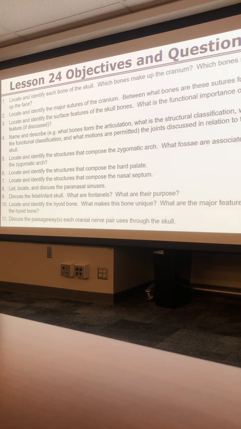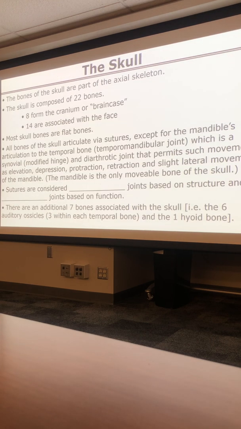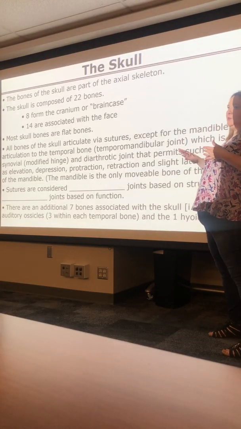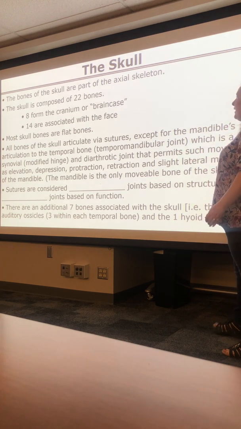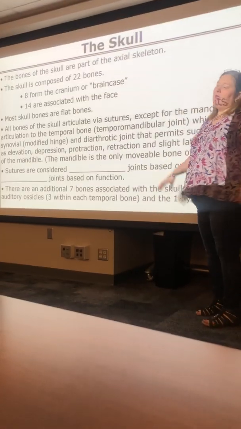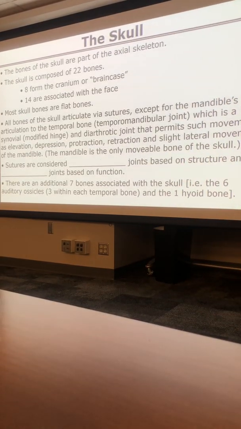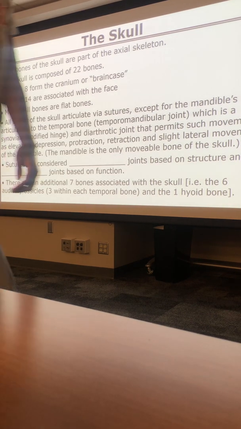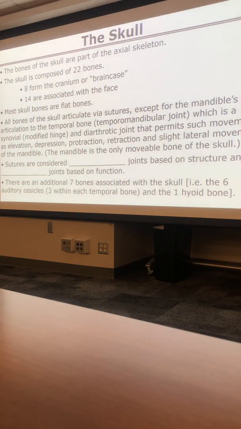These are different objectives and questions to keep in mind as you go through the content. And when we talk about the skull, the bones of the skull are part of the axial skeleton. So we had not talked about this portion of the axial skeleton yet. We're going to now. The skull is composed of 22 bones. 8 are going to form what is known as the cranium or the brain case. That brain case surrounds and protects the brain. The other 14 are going to be associated with the face.